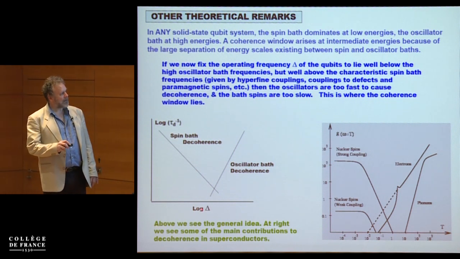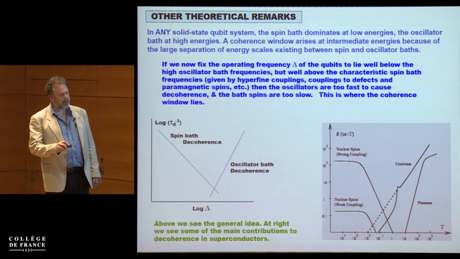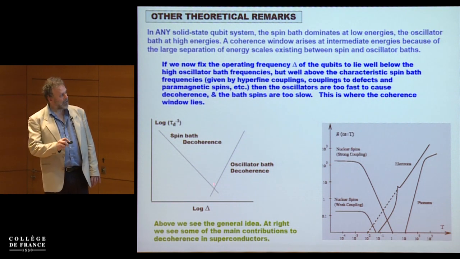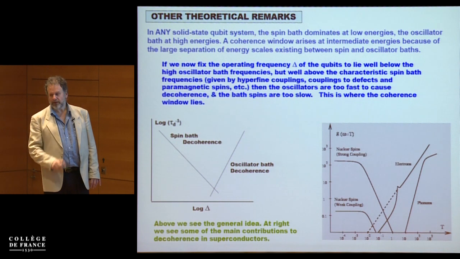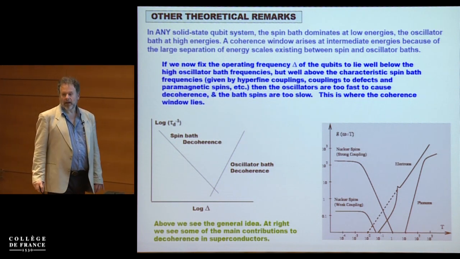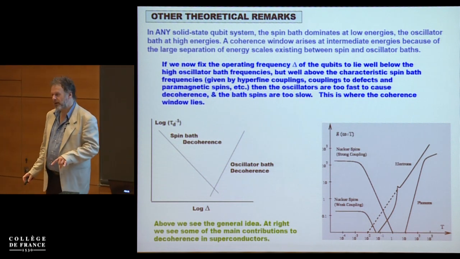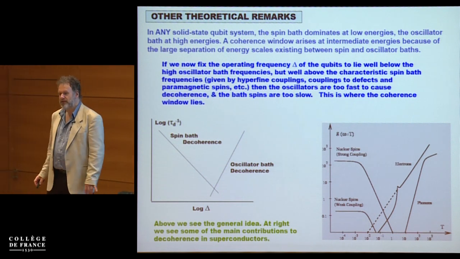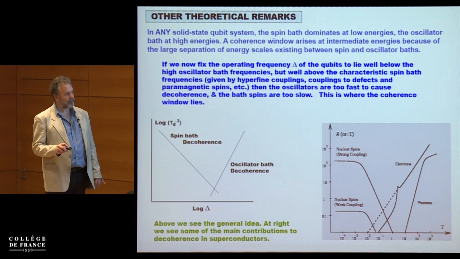And so if we look at the operating frequency of a quantum information processing system, then we find that the decoherence from oscillator baths is at high energies and that for spin baths is at low energies. And there's this what I call a coherence window in between. I already showed you the coherence window for calculations for a real system last time, and we'll see it again in other real systems.